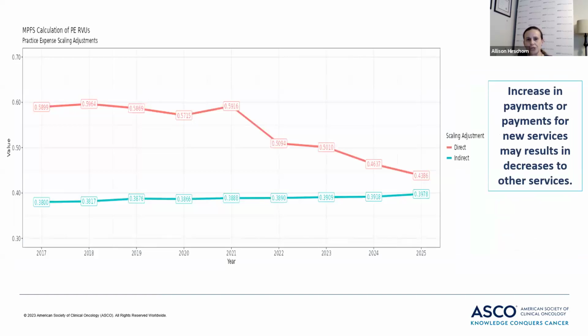So when you look at the history of the direct scaling adjustment, the indirect scaling adjustment has maintained a relatively steady rate, while the direct costs have gone down significantly, again, to account for some changes in CMS, whether that be new services or revisions to current services.